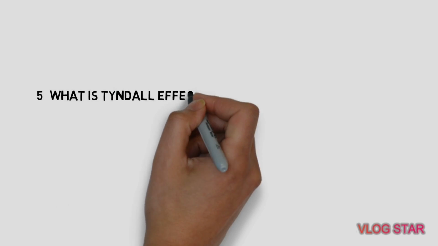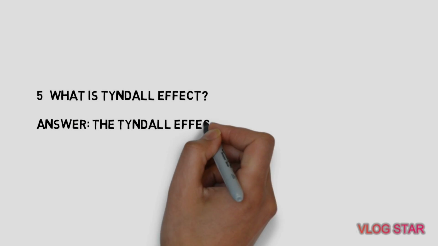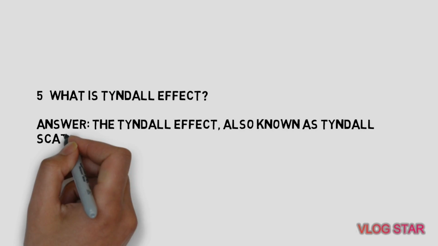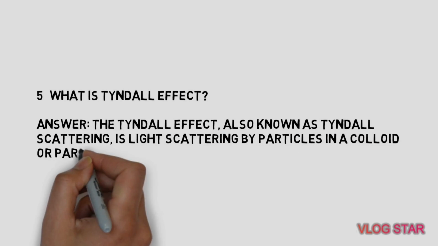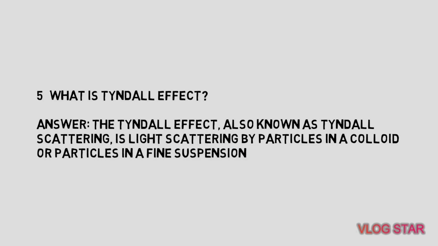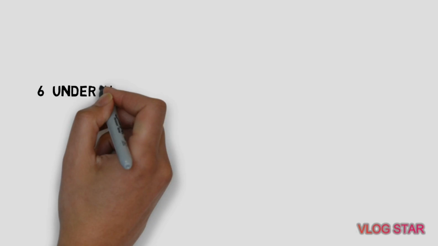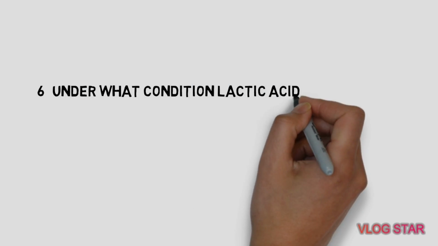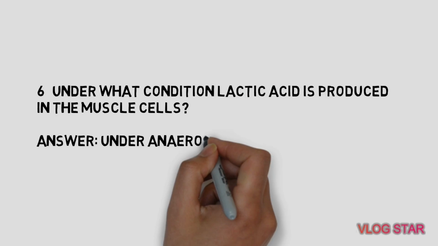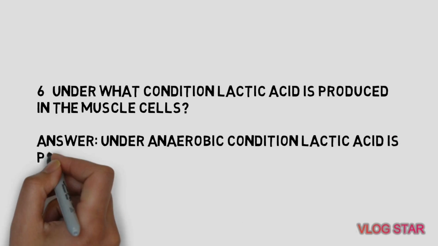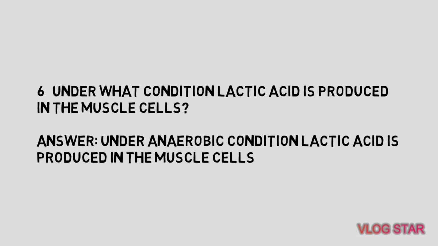5. What is Tyndall effect? Answer: the Tyndall effect, also known as Tyndall scattering, is light scattering by particles in a colloid or particles in a fine suspension. 6. Under what condition is lactic acid produced in the muscle cells? Answer: under anaerobic condition lactic acid is produced in the muscle cells.